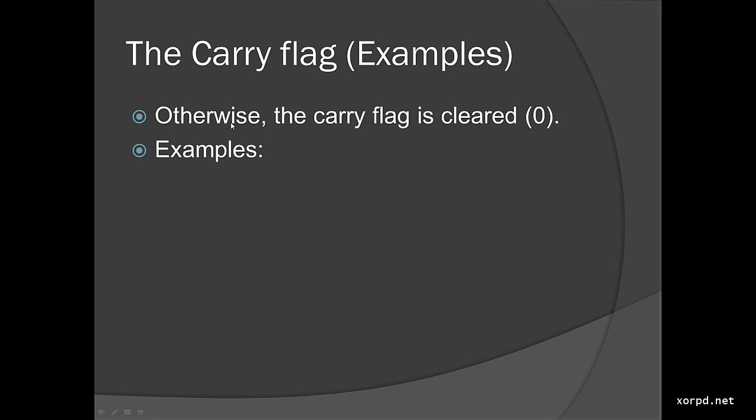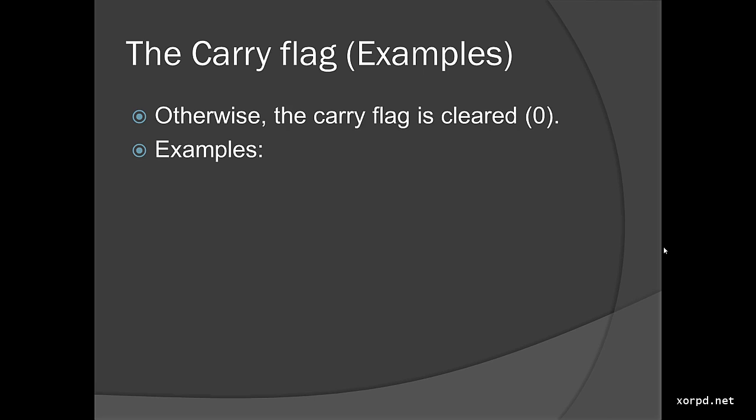In other cases, where no borrow occurs, for example in subtraction, or maybe if we add two numbers and no wraparound occurs, the carry flag is just cleared. The carry flag actually gives you information in any case. It gives you information if something went wrong. If something went wrong, for example with your unsigned addition or subtraction, the carry flag is going to be 1. But if everything went okay, then the carry flag is going to be 0.